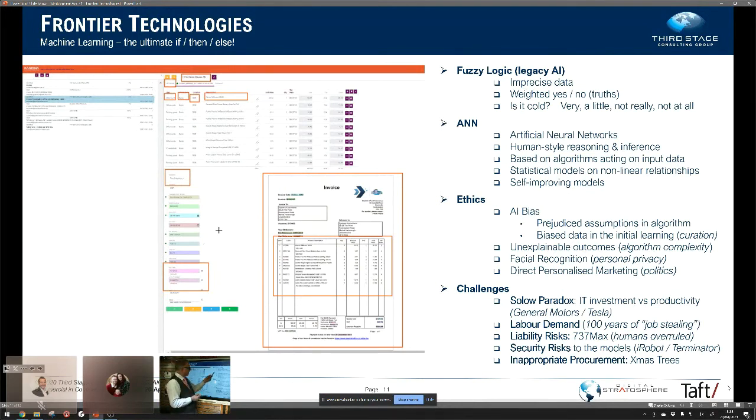Where it starts to get more interesting, ANN is called artificial neural networks. And the idea here is that the algorithms are acting on data using inference and reasoning rather than just adding a value to a piece of data and then scoring that data based on its weighting. So most of the models in artificial neural networks are statistical models, but they're not on linear relationships. So a good example of that would be a mortgage fraud application.